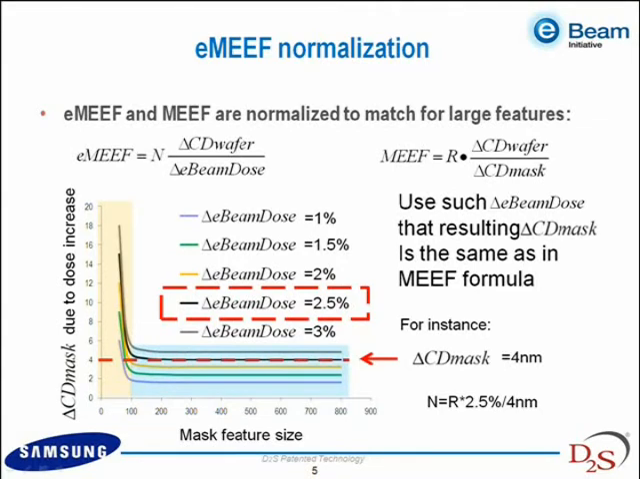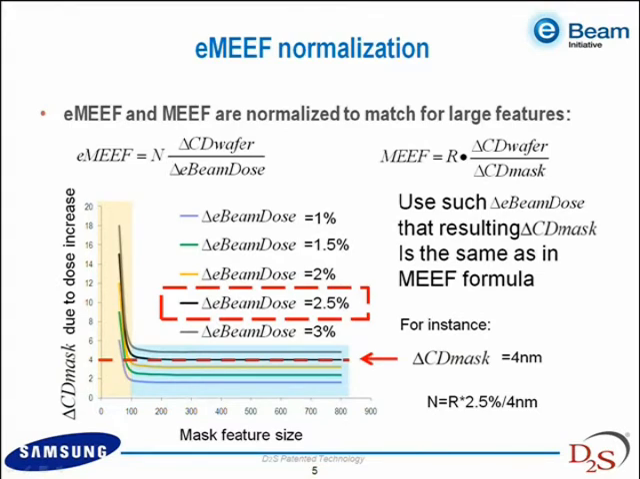In this slide we go through a process where we normalize two functions. It's actually very simple. When you calculate eMEEF, just make sure that the amount of the dose variation that you apply is going to give the same result on wafer for large features as the amount of CD bias that you will apply for MEEF.